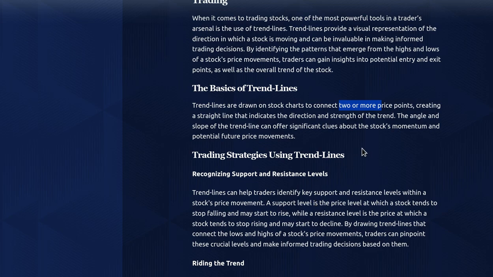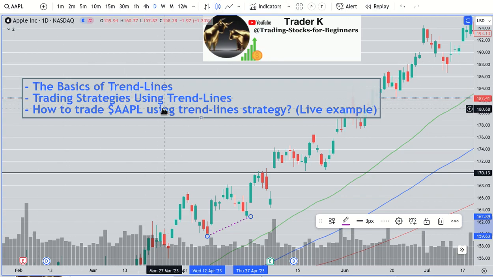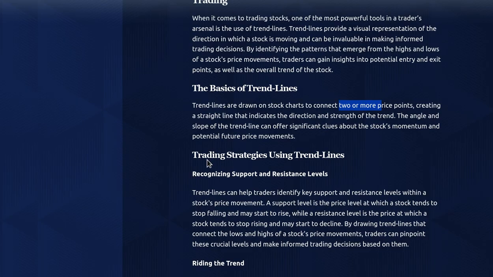Let's keep going. Trading strategies using trend lines. This is the second part of this video. Trading strategies using trend lines, recognizing support and resistance levels. Trend lines can help traders identify key support and resistance levels within a stock's price movement.